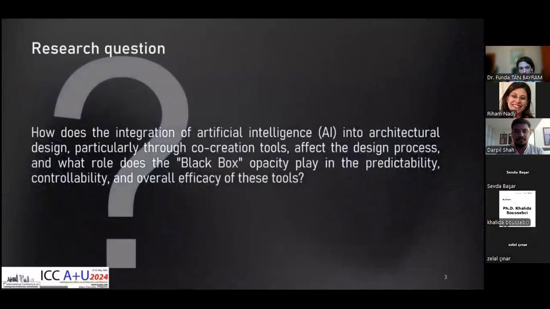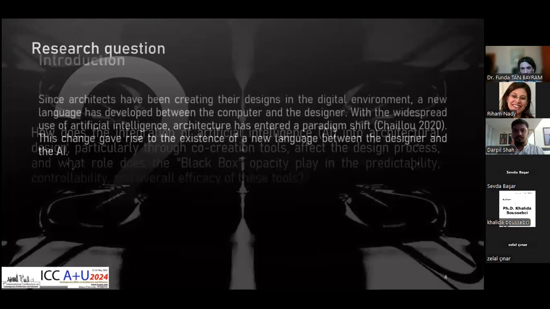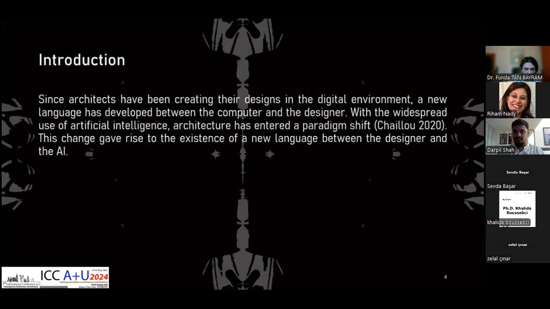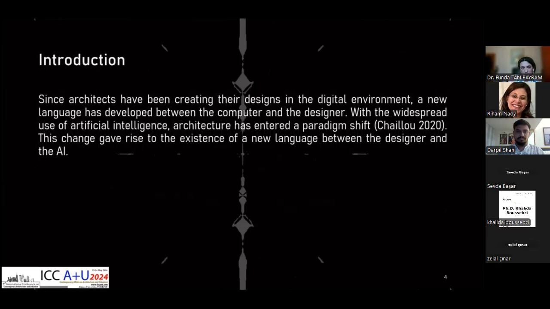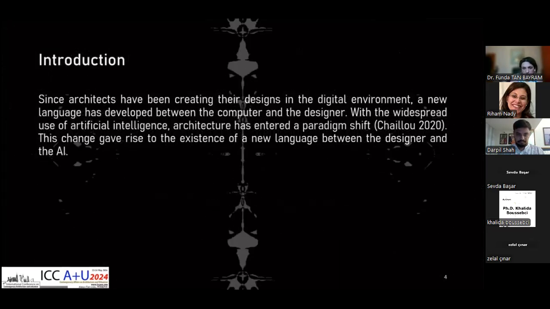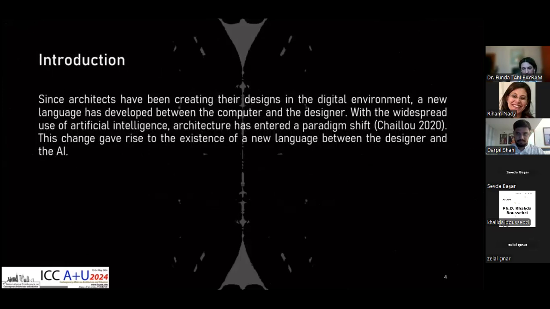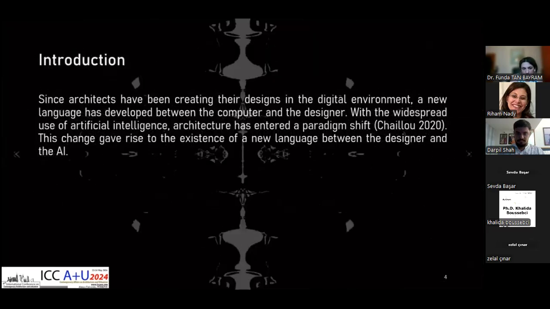The question this research tries to answer is, how does the integration of artificial intelligence, AI, into architectural design, particularly through co-creation tools, affect the design process? And what role does the black box opacity play in the predictability, controllability, and overall efficacy of these tools? As architects designing more in digital space, a new language has formed between computers and designers. The widespread use of AI has caused a big change in architecture, creating a new way for designers and AI to communicate.